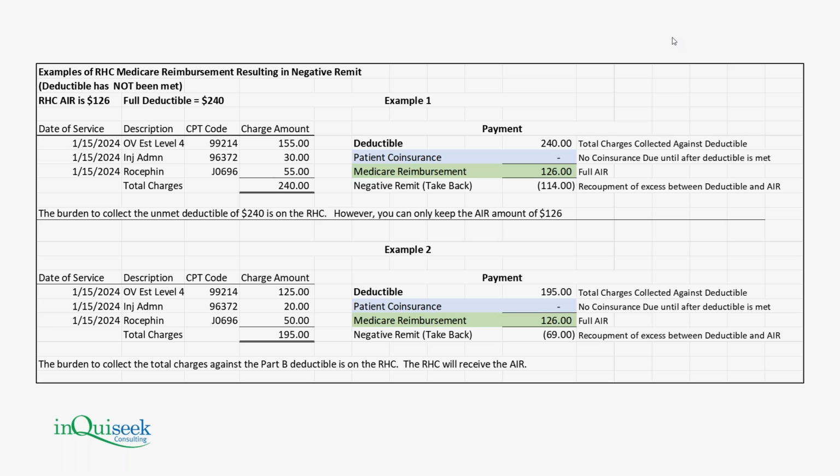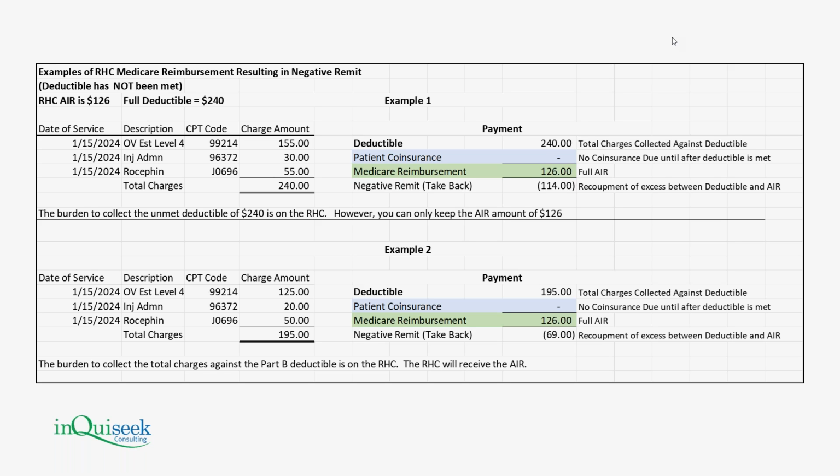So in our second example, our charges are $195. The entire $195 is going to be collected against the deductible. It's not going to meet the full deductible, but it is going to be put against the deductible. Again, because the deductible has not been met, there will be no coinsurance. But again, we can only keep our all-inclusive rate. So in this example, our take back is less because our charges are less.